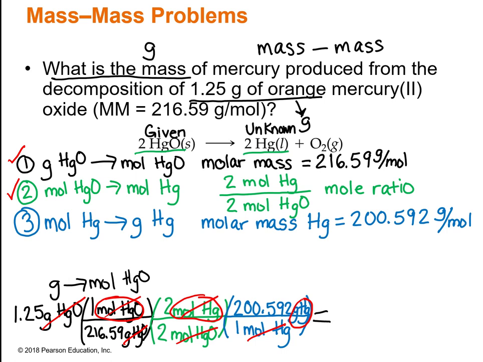Yes. So you should get 1.16 grams of mercury. Don't forget about the units. You need to tell me grams and grams of what. So on your homework and on the next exam, you need to have units. If you don't have units, you're going to lose a point. So make sure that you have units there. This is grams of mercury.